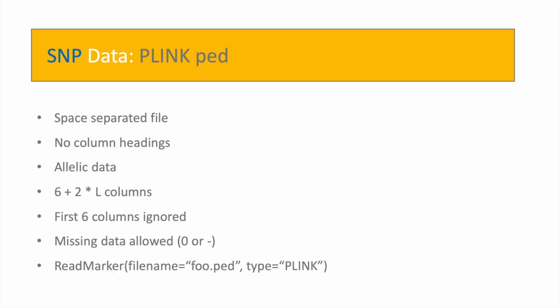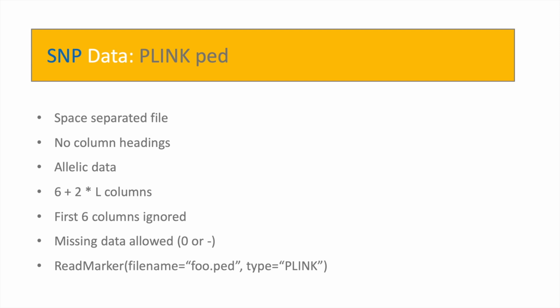And then the third way of representing SNP data is as a PLINK human readable PED file. There is information sitting on the PLINK website of what the structure needs to be, but just a couple of things to note. It's a space separated file. You can't have any column headings, and we're looking at allelic data. And because we are looking at allelic data, it means that each SNP in the data file has 2 columns of information for the 2 alleles. So the total number of columns that you have in this file should be 6 plus 2 by the number of SNPs.